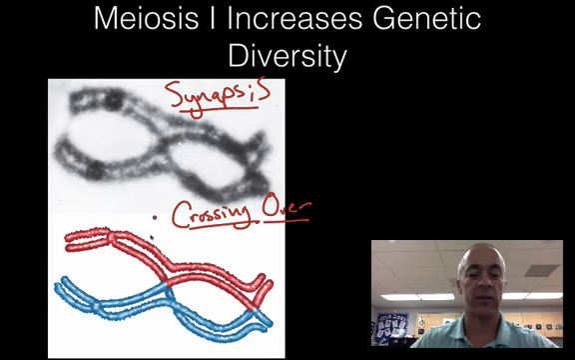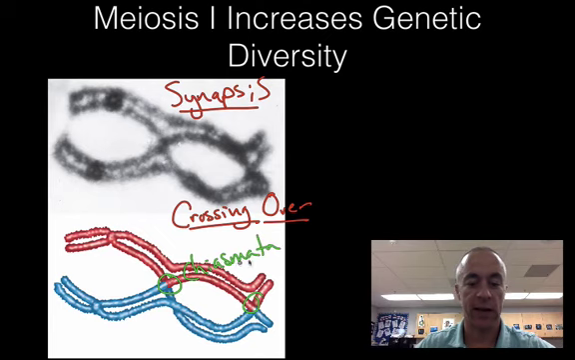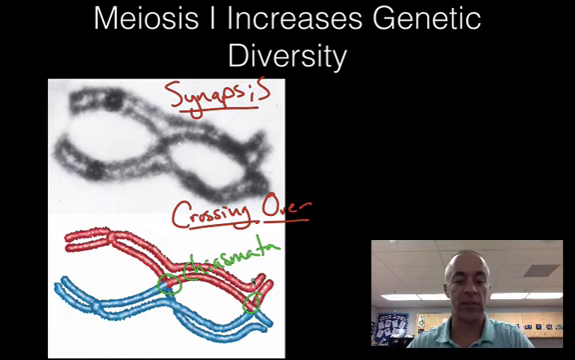But what happens during synapsis is these two homologous chromosomes line up, and then anywhere here that you see them crossing over with each other, those are what we call chiasmata. The singular is chiasma, plural is chiasmata. So everywhere these chromosomes form these chiasmata, there's going to be an exchange of genetic material.